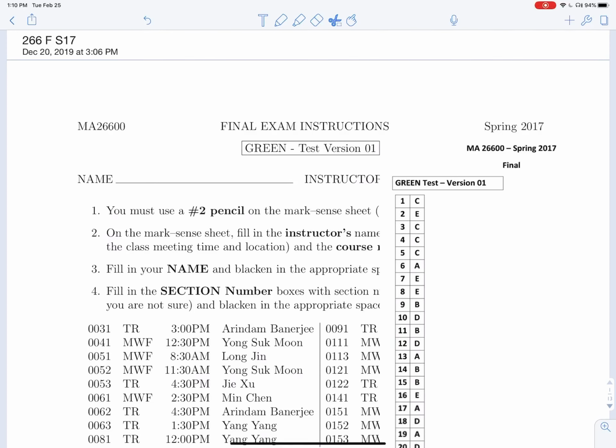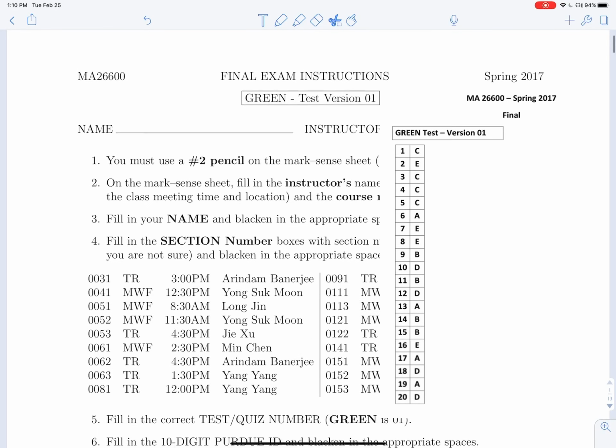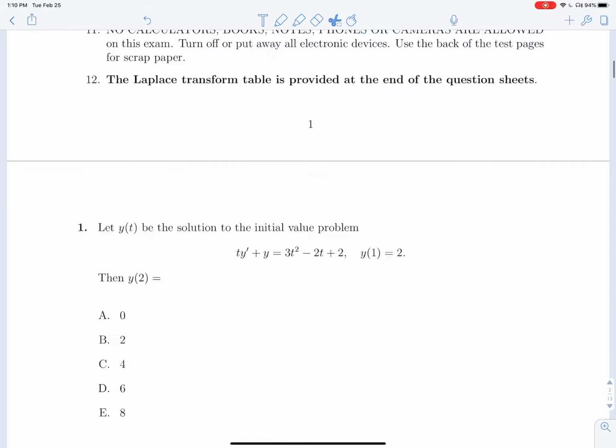Hi, this is the last exam I have to go through for the midterm 1 content that I'm doing for MA 266. This is the final from spring 2017, and we're only going to be going over all the content for exam 1.